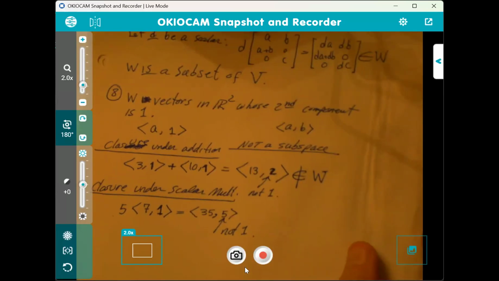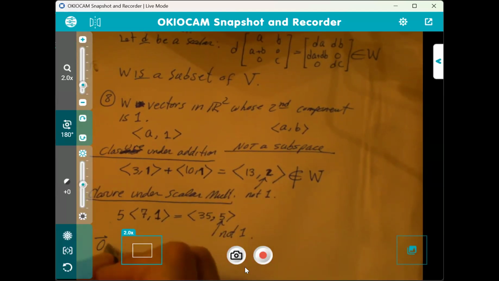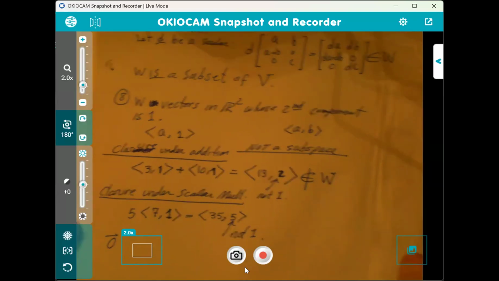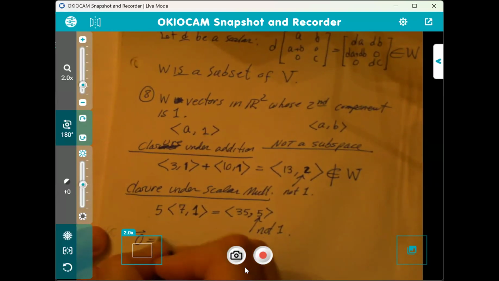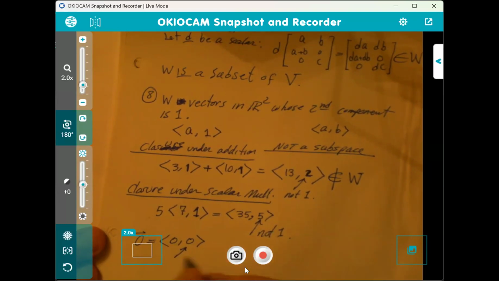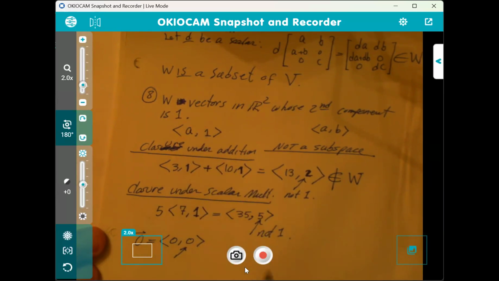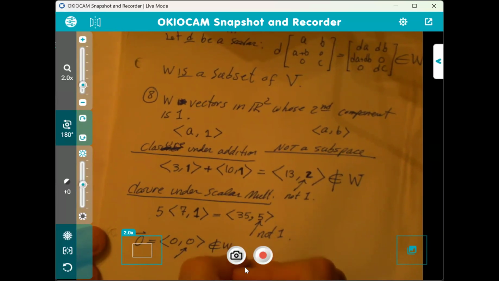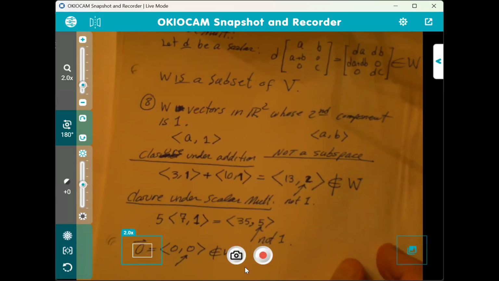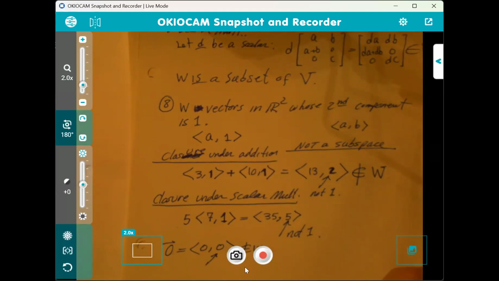And how about the 0 vector? Is the 0 vector in there? Remember, the 0 vector is going to be 0, 0, right? So there you go. It's not there because he doesn't have that. He says all my vectors have 1 for the second component. So this is not in W. So this one is definitely not a subspace. Everyone okay on this one, I hope.